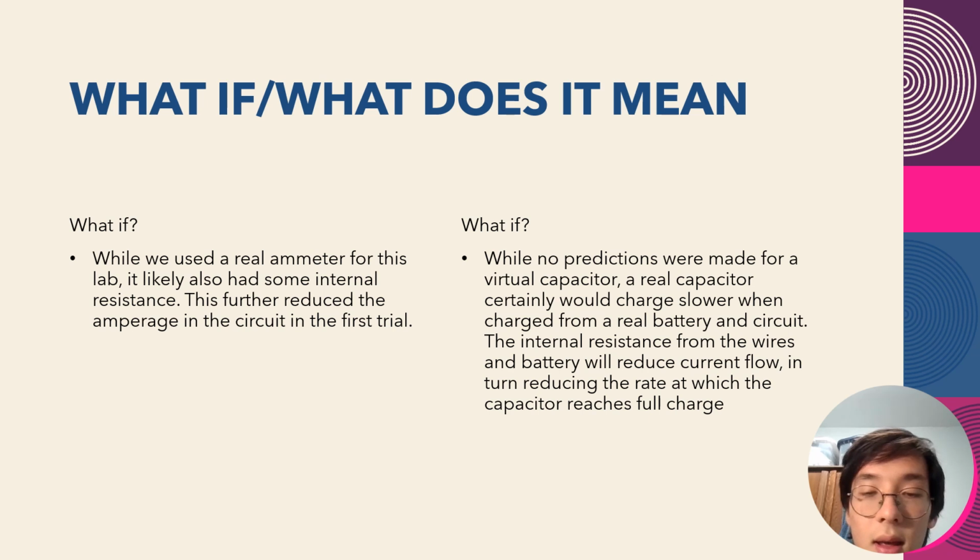In addition, when we consider the effects of using a real capacitor being charged off of a real battery, a real capacitor should charge slower in circuit. This is a result of the internal resistance of the battery and the wires, which reduce current flow, which in turn reduces the rate of the capacitor receiving charge.